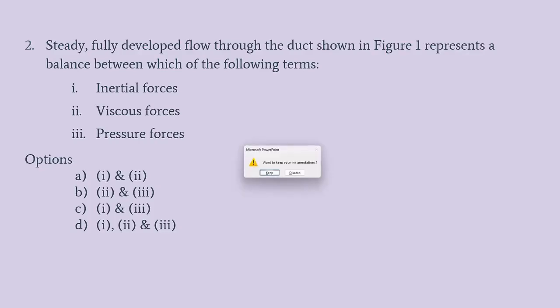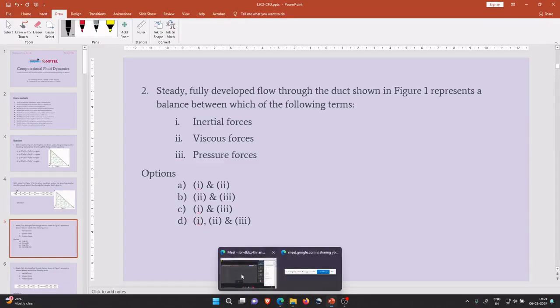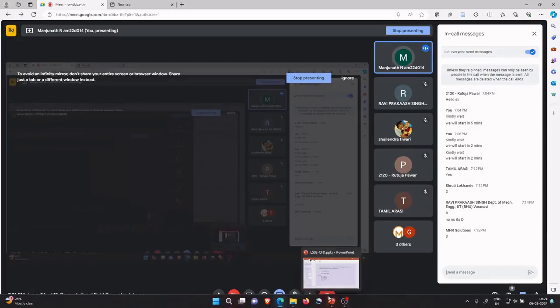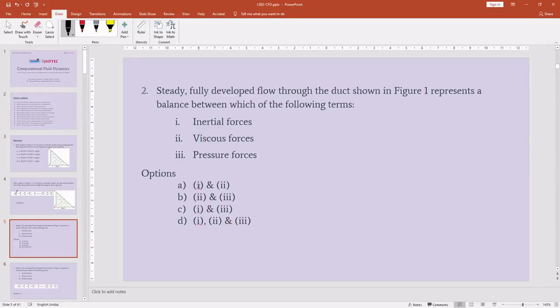So before going further, you can start answering. What will be the answers for the options here? Option A gives 1 and 2, that is inertial and viscous forces. Option B is 2 and 3, that is viscous force and pressure forces. Option C is 1 and 3, that is inertial forces and pressure forces. Then the last one, 1, 2 and 3, all of them. So what will be the option?